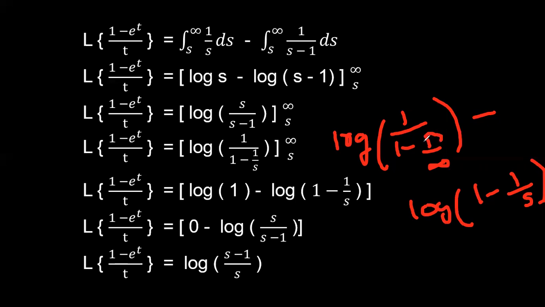So what is 1 by infinity? Something by infinity is nothing but 0. So its value will be 0. So 1 minus 0 is nothing but 1 here. So here you will get 1 by 1. What is log of 1 by 1? It is nothing but log 1 only. What is the log 1 value? It is 0.